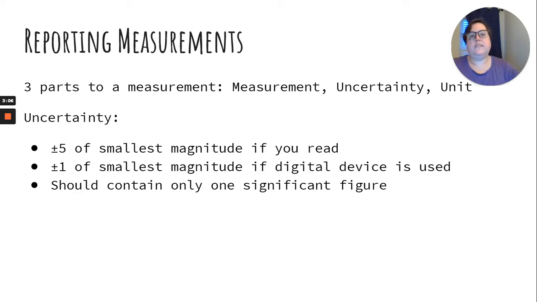When you report measurements, you should always have the measurement, the uncertainty, and the unit. So make sure in your IAs you include all three of those things. The uncertainty is plus or minus half of the smallest magnitude if you are reading it from a ruler. It's plus or minus 1 if it's given off of a digital device. If you're doing a database IA, then you're going to want to use that plus or minus 1, the smallest magnitude, if your database does not give you uncertainty values.